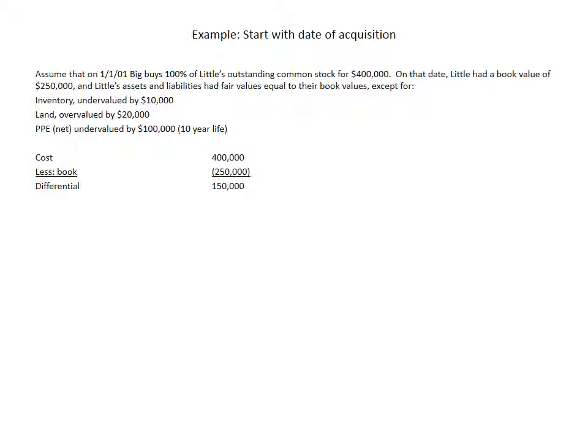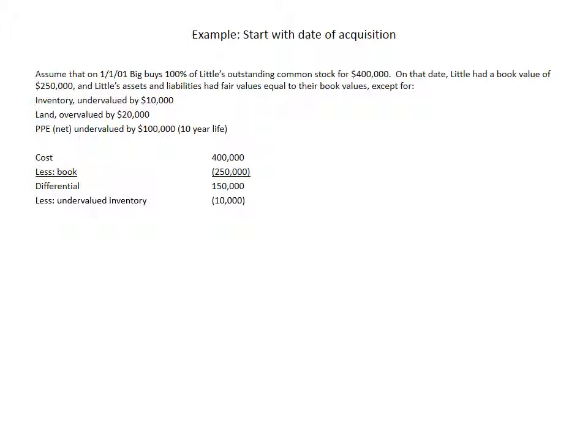So the first thing we have to do is our cost versus book value equals differential analysis. So in this case, cost $400,000 less the $250,000 book value equals the $150,000 differential. And again, that essentially represents the amount by which we overpaid in an accounting sense for the acquisition.